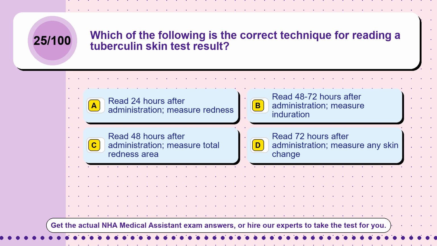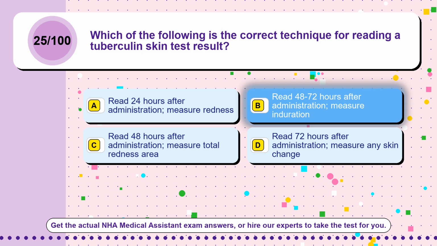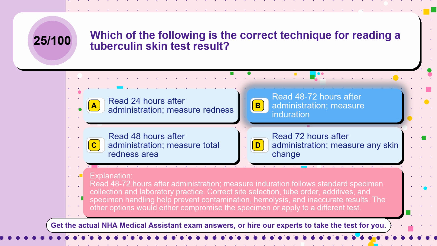7,500/mcL. The correct answer is option B, a potassium level of 2.1 mg/L. A potassium level of 2.1 mg/L is critically low and can cause dangerous cardiac rhythm disturbances.